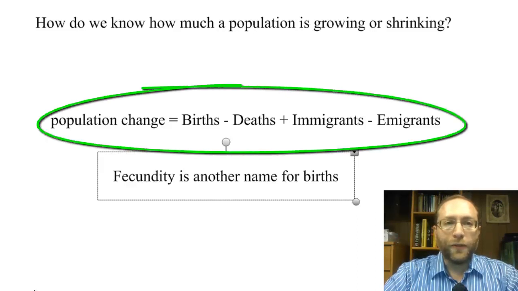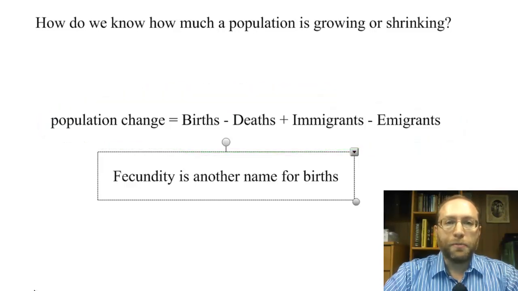Well, there's a formula for that: the population change equals the number of births minus the number of deaths, plus the number of immigrants (the number of organisms that come in), minus the number that leave. Another term that you see sometimes is fecundity, and fecundity is another name for births.